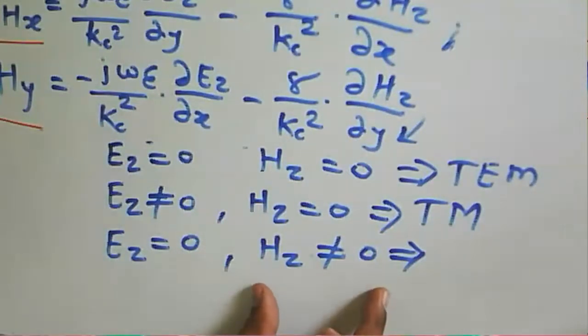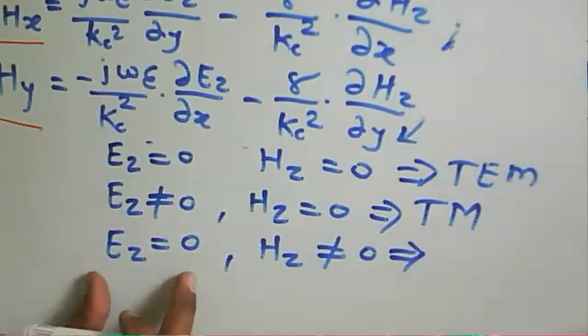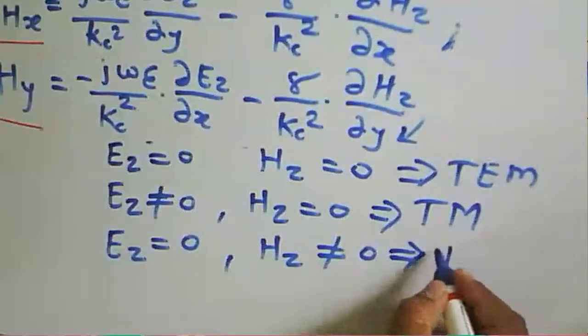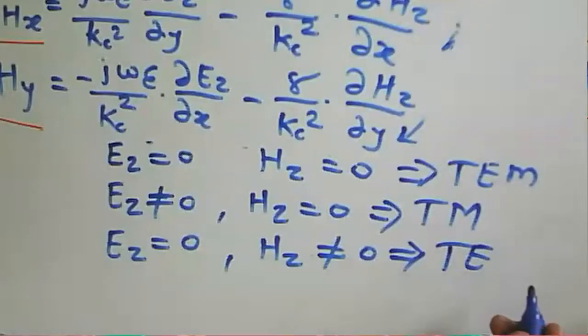But here Hz is not equal to 0 means what? The longitudinal component of the magnetic field vector is present. Here the longitudinal electric component is not present. So that's why that wave is called a TE mode of propagation, or you can say that your electric field component is normal to the direction of propagation. So that's why your wave is called a TE wave, a transverse electric wave. That is a TE wave.